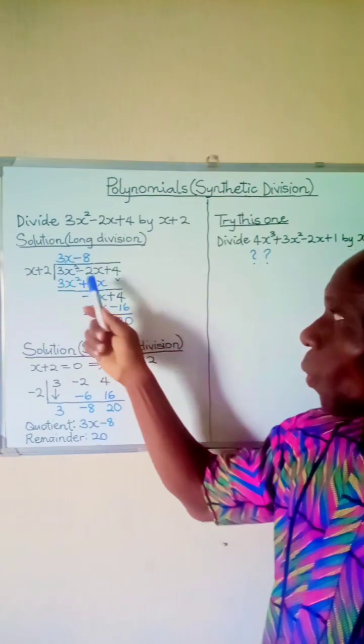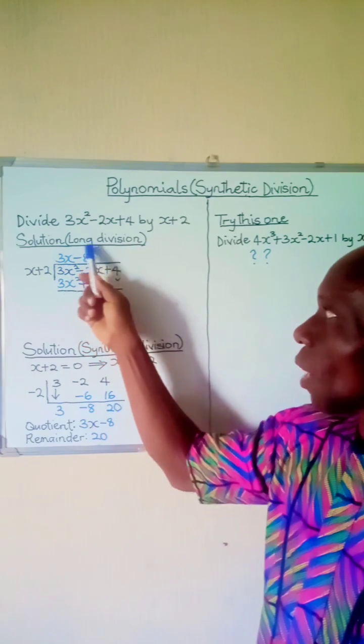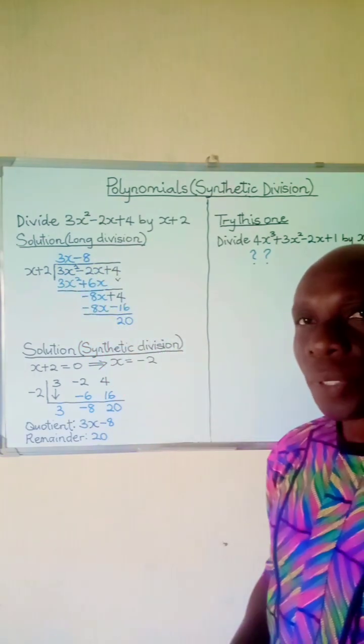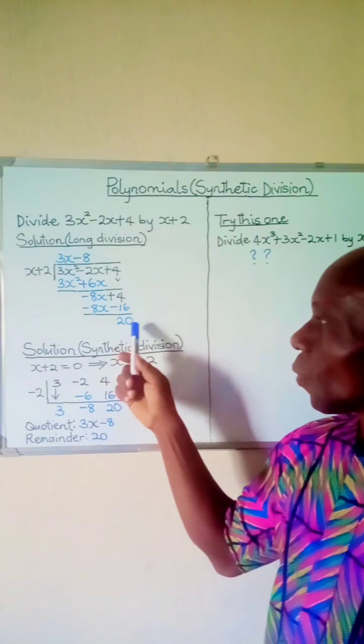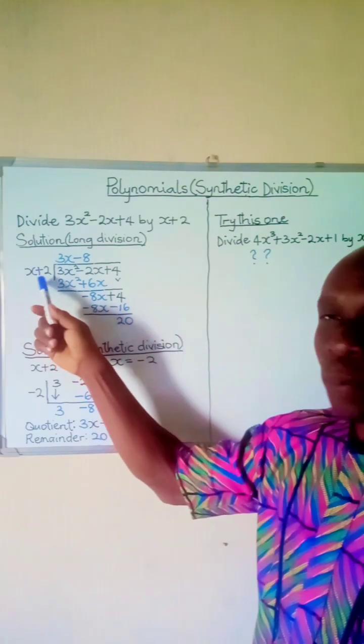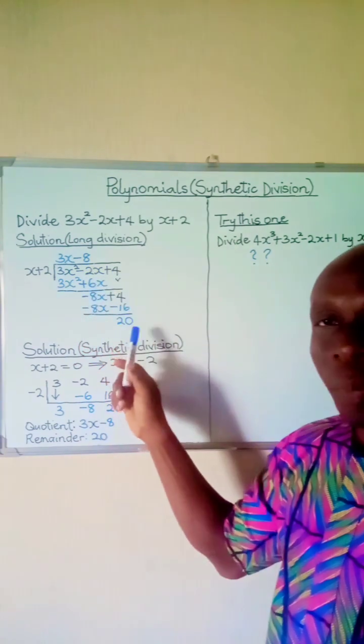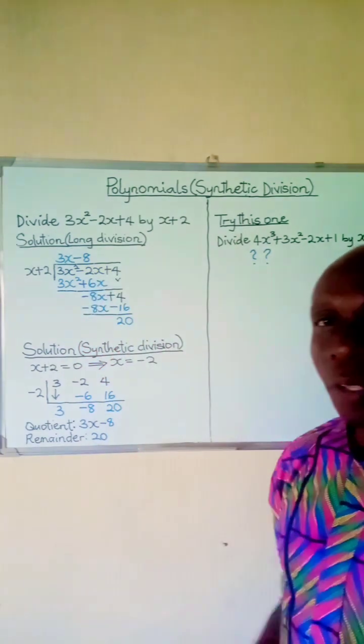So at that point, what we have up here happens to be our quotient, while what we have here, 20, is a remainder. Why we have 20 here tells us that x plus 2 is not a factor of 3x squared minus 2x plus 4. Otherwise, here the remainder would have been 0. That's for the method of long division.